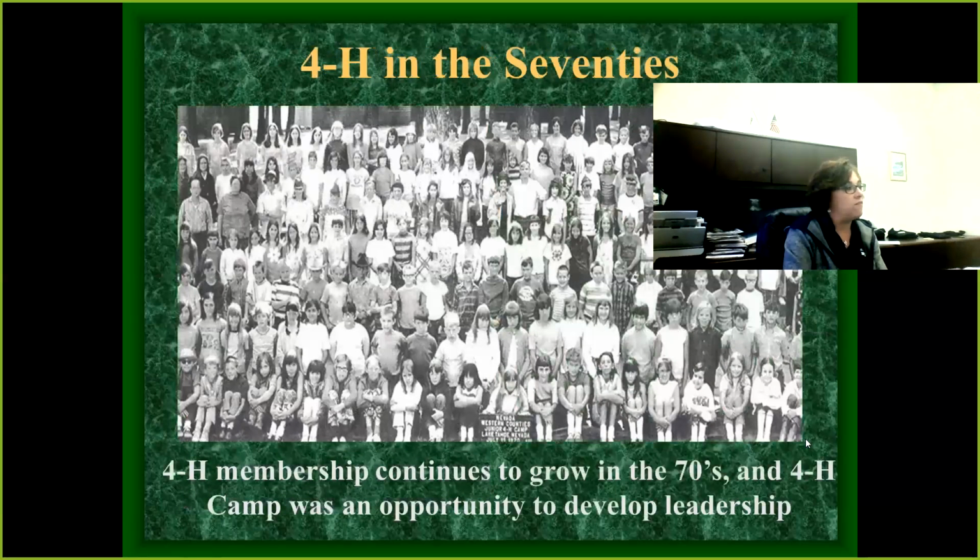In the 1970s, our membership continued to grow, and camp was that opportunity to develop leadership. This is a picture of the Western counties at 4-H camp. So in 1970, it looks like. So a lot of kids went to camp.